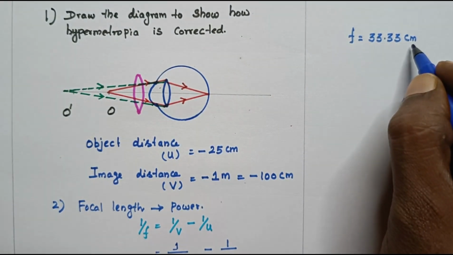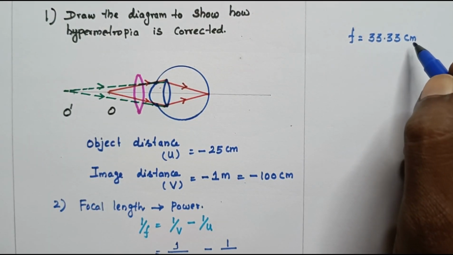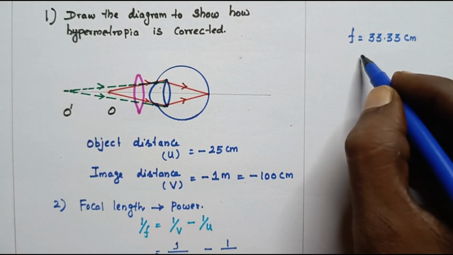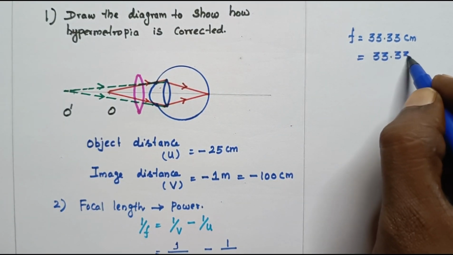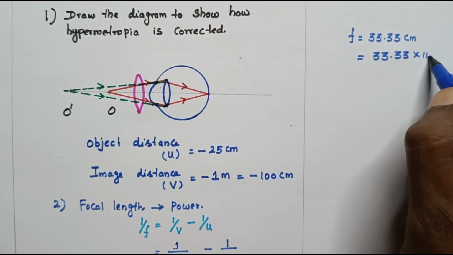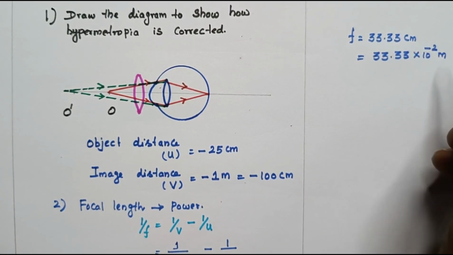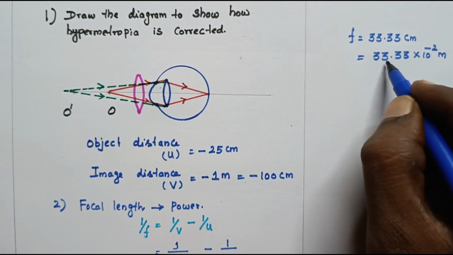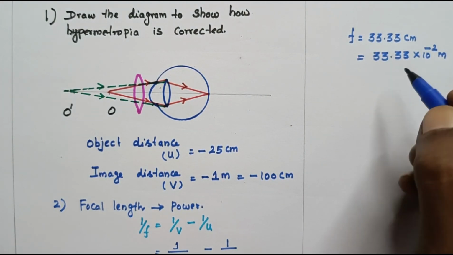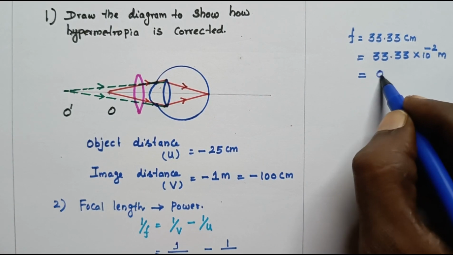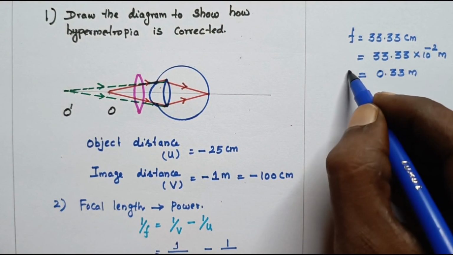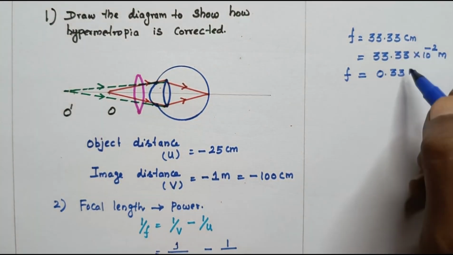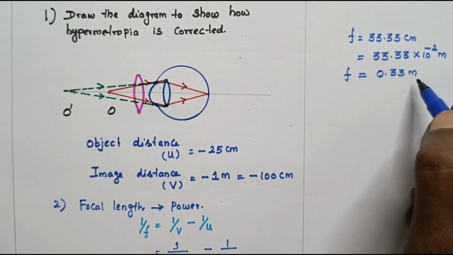We have calculated this. Let us convert this to meter to get the power in diopter. Diopter is the unit of the power. So this is equal to 33.33. 1 centimeter is equal to 10 to the power minus 2 meter. That means we have to divide 33.33 by 100. If you divide, we will get 0.33 meter. So this is the focal length in meter. We are converting this in order to get the power in diopter.